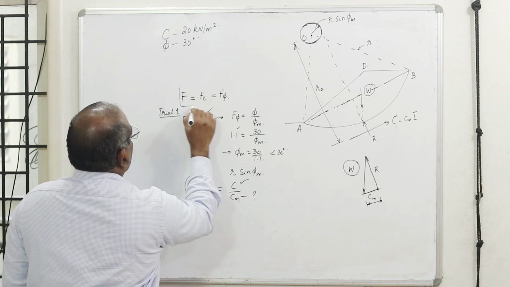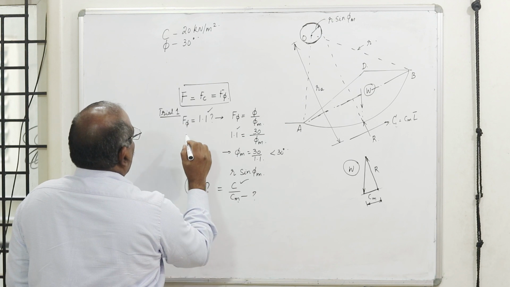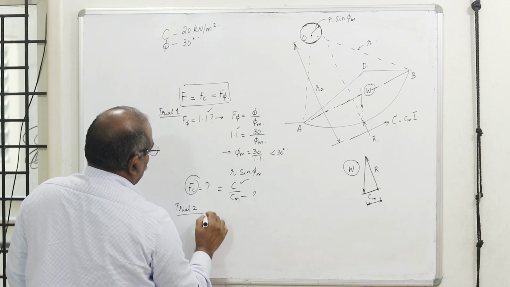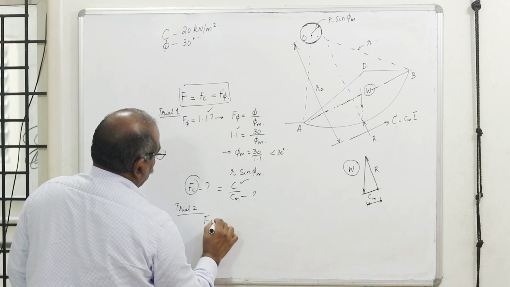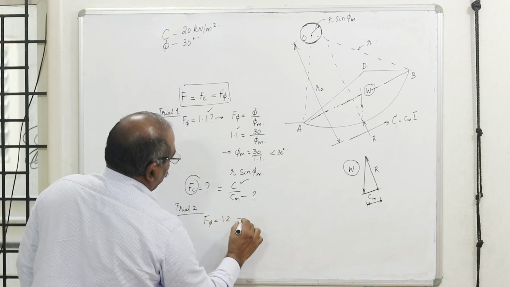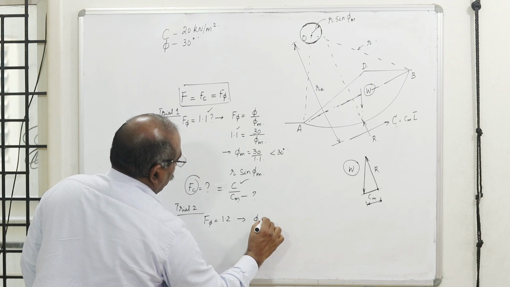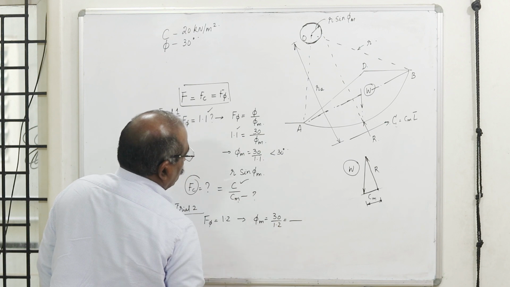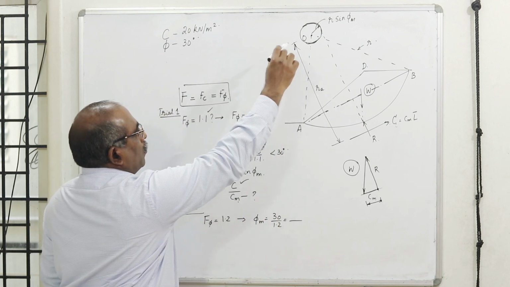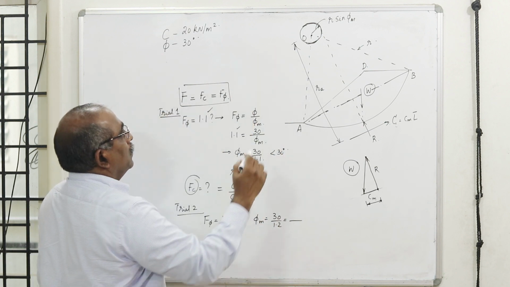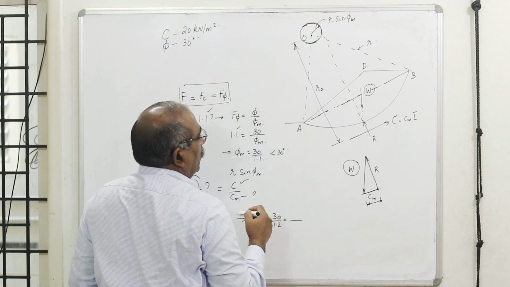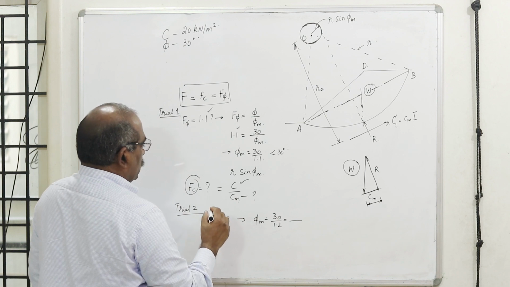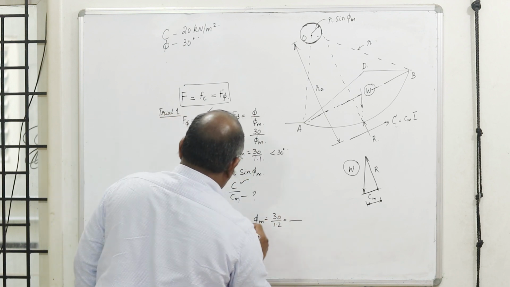Okay, this is my ultimate term. In trial 2, I repeat. I take Fφ equal to 1.2. Then I find out what is my φm. It becomes 30 divided by 1.2. I get this value. For that, I draw one more trial concentric circle. Then I repeat the procedure. I get my Cm. Now for this, again I get what is Fc.